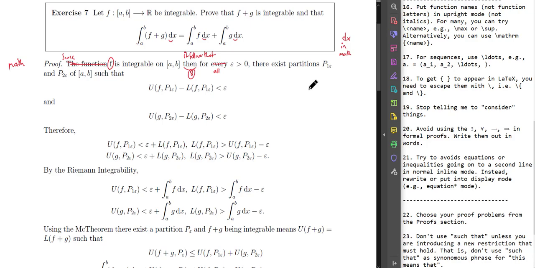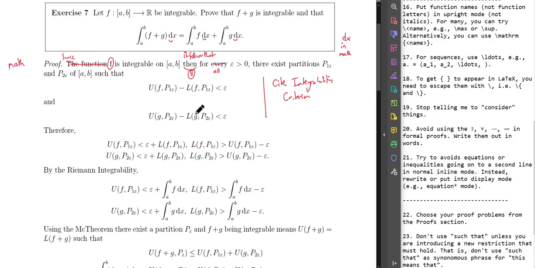Okay. P1 epsilon, I'm curious where this is going, and P2 epsilon of AB such that the difference between the upper sums is less than epsilon. Okay, so it looks like you're talking about integrability criterion here, right? So if you are, then you should cite it. So cite integrability criterion.